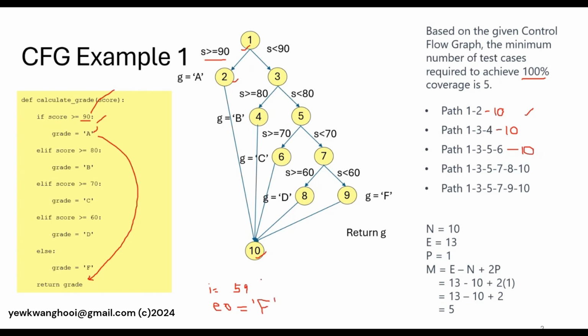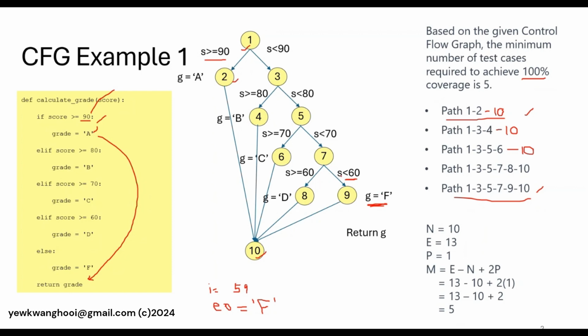So you see, just by looking at this, 1, 3, 5, 7, 9, we can already figure out that the expected output is F if the score is less than 60. This is how you determine that the input is 59. When you look at the expected outcome, which is F, I want to go by this path 1, 3, 5, 7, 9. Just now we tested path 1 to 10. Now I want to test path 1, 3, 5, 7, 9, 10, and the expected output is F.